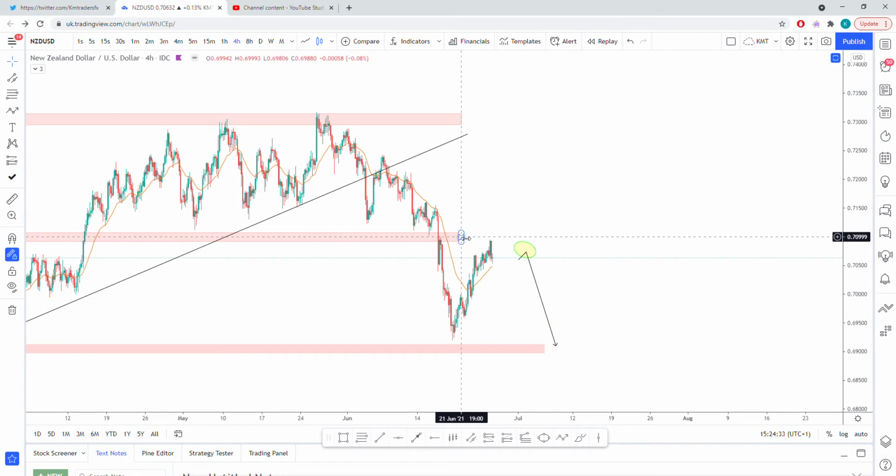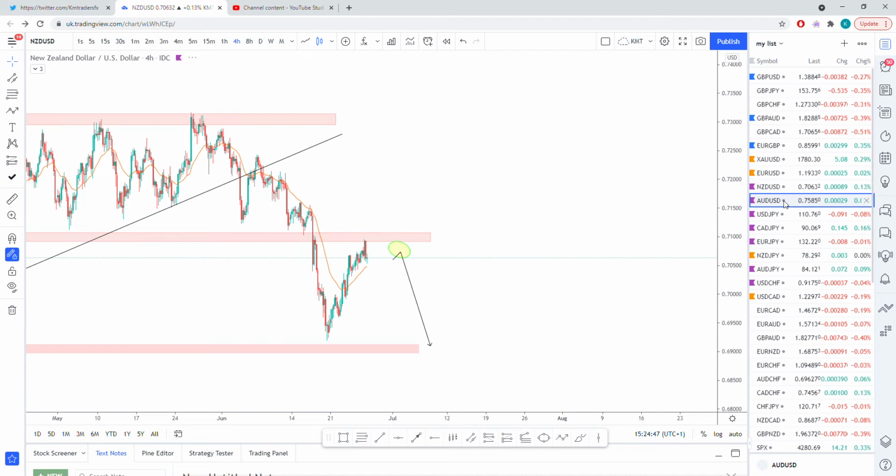And also, we are at 0.71, so this could be a potential sell-off opportunity right now. So definitely just keep an eye on that, and we'll see what happens with this opportunity through this week. So yeah, that's all I wanted to talk about for NZD. Let's take a look at AUD USD.